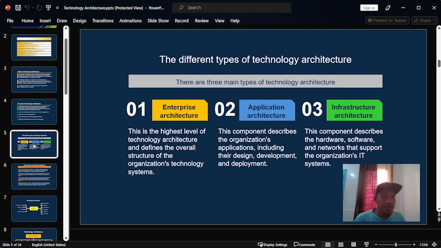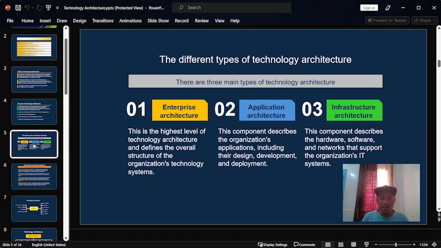Here are the different types of technology architecture. There are three main types: enterprise architecture, application architecture, and infrastructure architecture. Enterprise architecture is the highest level of technology architecture. It defines the overall structure of the organization's technology. It is a huge design system that should be applied in one big company.